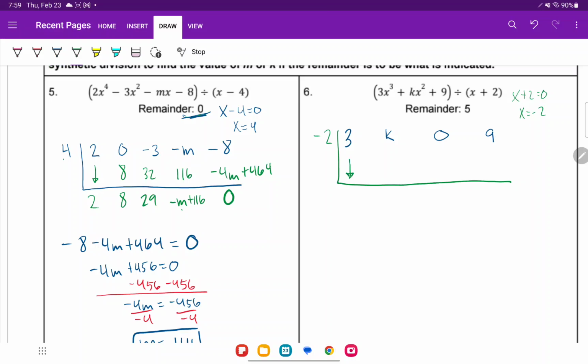We're going to first drop that 3. Negative 2 times 3 is negative 6. We're going to combine those, which is going to be k minus 6. All right, now we're going to distribute. So be careful here because we multiply this towards that number on the bottom.